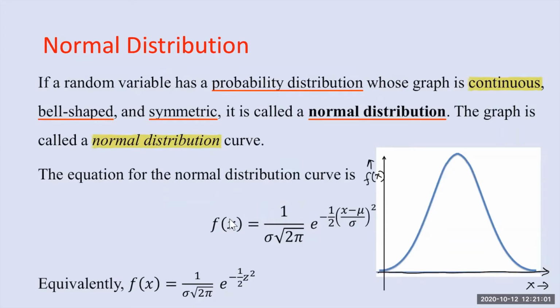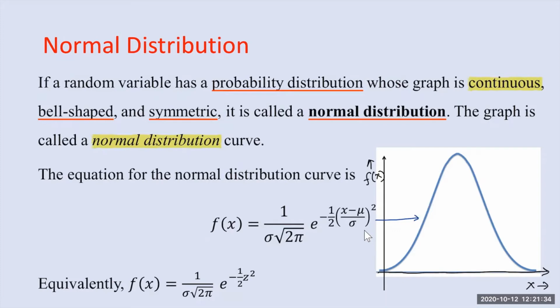An equation for the normal distribution looks a little crazy. This is the equation of this graph. f of x equal to 1 over sigma, that is the standard deviation, times the square root of 2 pi, multiplied by e raised to negative half, x minus mean over sigma quantity squared. You don't have to memorize the equation, but this is the equation for this curve.